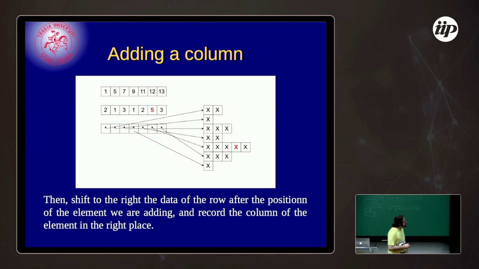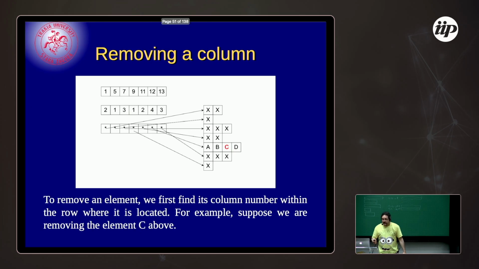Then we shift to the right the elements that are already there at or after the index where we need to insert ours. This is kind of like insertion sort, again, for the computer scientists. And we put the element in the right place. That's it. So this is all like a multidimensional insertion sort, if you want to look at it from this point of view. And that was very easy, it's simpler than the previous one.